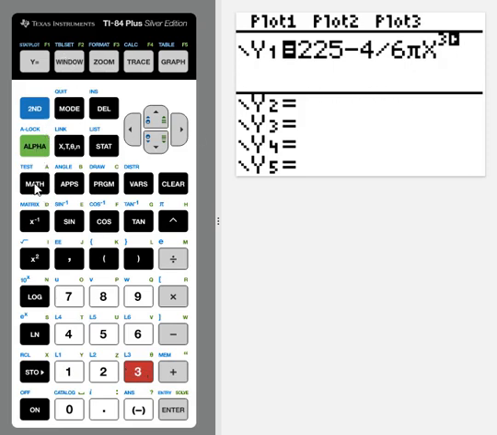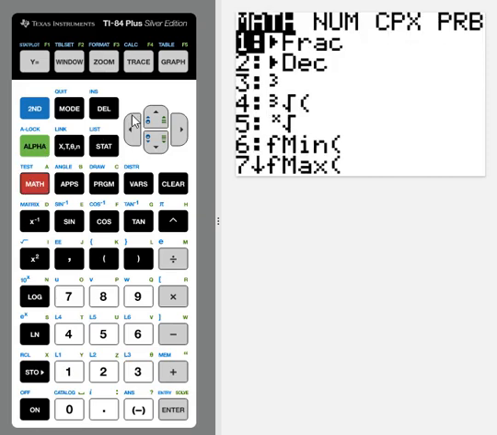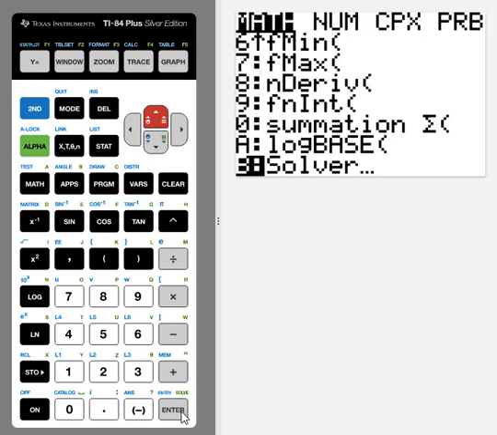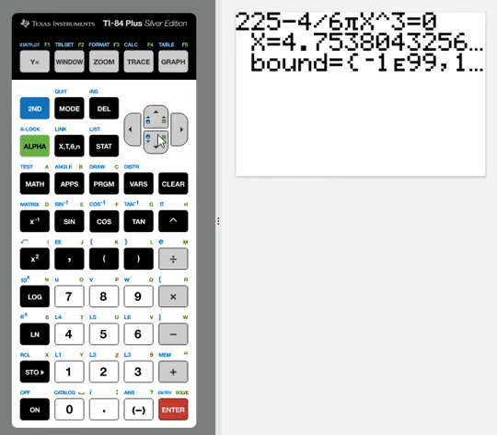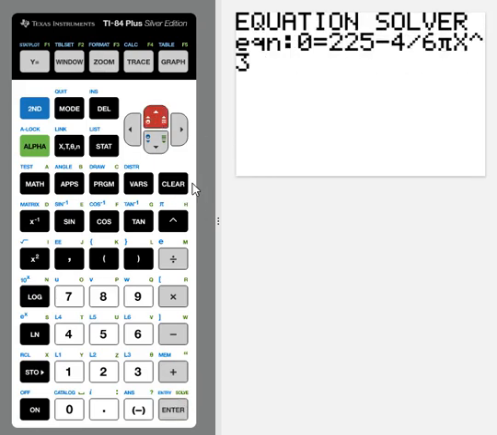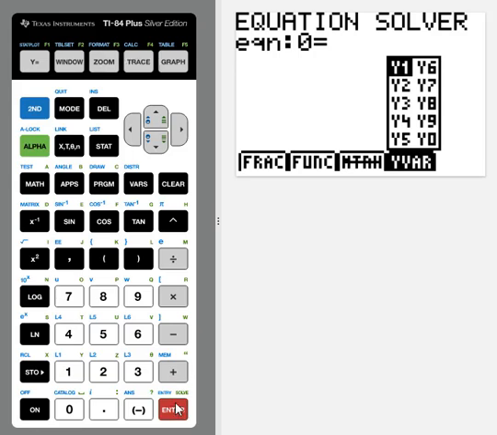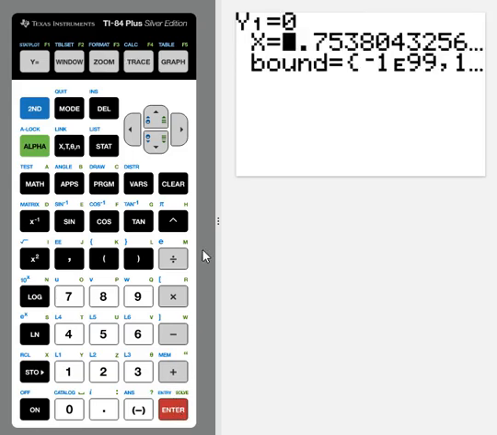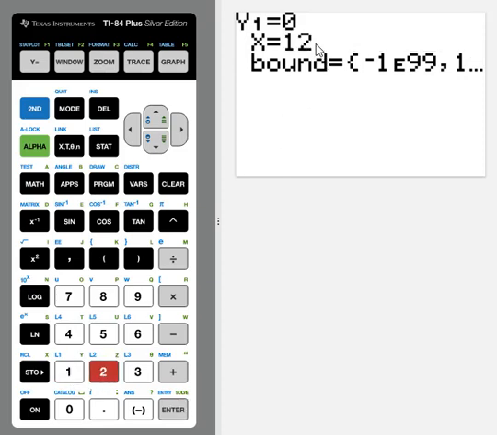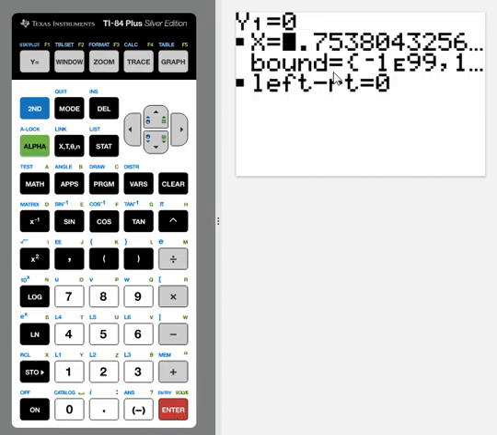Then I go to equation solver: math, upper arrow, solver. If I have something over here, I clear, then we do alpha trace, that's Y1, enter. I think 12 is my estimated radians. I do alpha, enter. See, you will get the same answer.